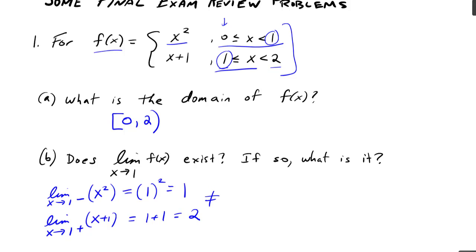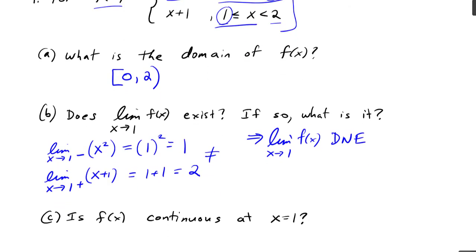These are not equal, therefore the limit as x approaches 1 of f of x does not exist. Okay, we would need both side limits to exist and be the same. They both exist, but they're not the same. So the limit does not exist.